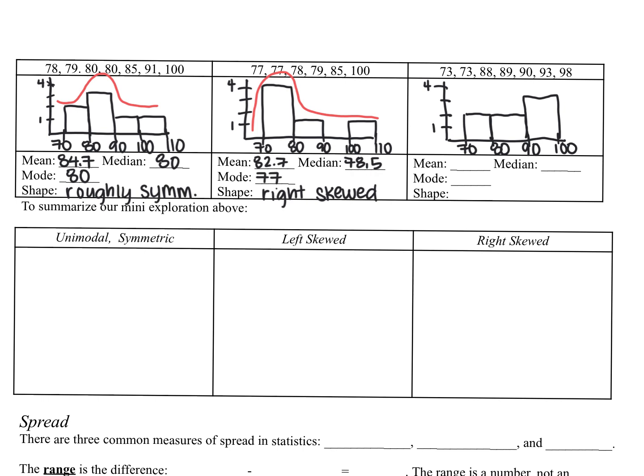Okay. My mode is going to be 73. My median is going to be 89. And then our mean is going to be 86.3. When looking at the shape, it starts off low, then it goes up. So this is going to be an example of left skewed.